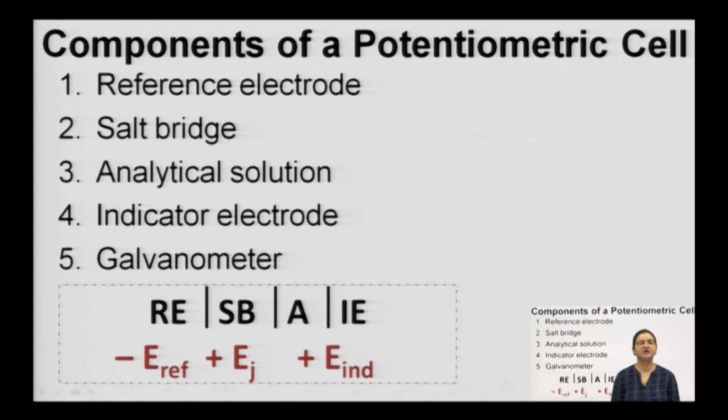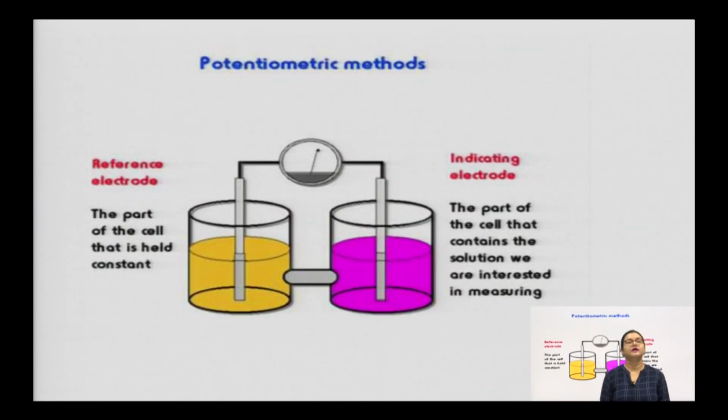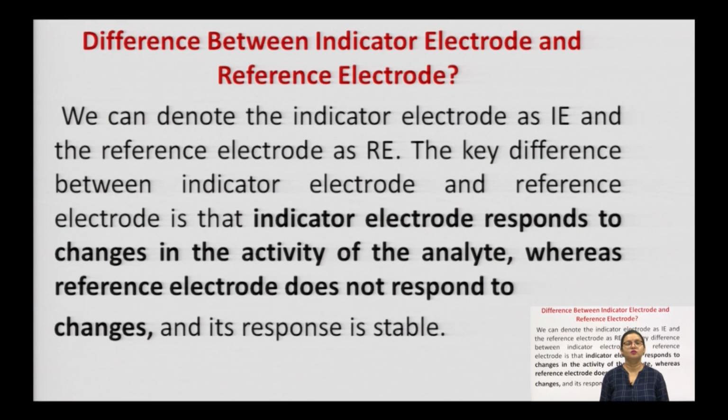Then moving ahead to our next slides. Then what is the difference? Now we will study in elaborate about indicator electrode and reference electrode. What is the difference between indicator electrode and reference electrode? The basic difference which we all know is indicator electrode changes its electrode potential over the change in the analytical concentration or concentration of analyte, but the reference electrode remains stable.